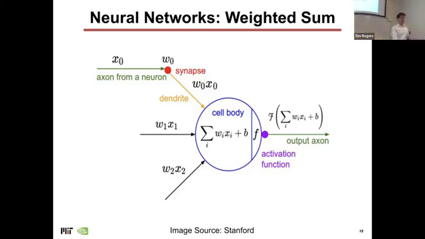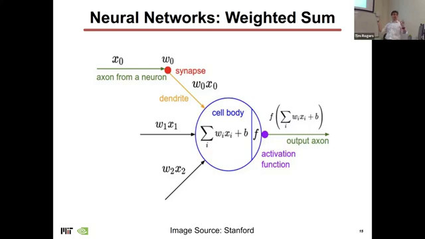So we've got this sort of cell body. You can think of this as a neuron. Then you can think of multiple synapses coming into said neuron. Each of these synapses carries some weight. That weight can be learned. That weight can be changed. And then inside the cell body, it will do a summation across those weights and whatever the input.